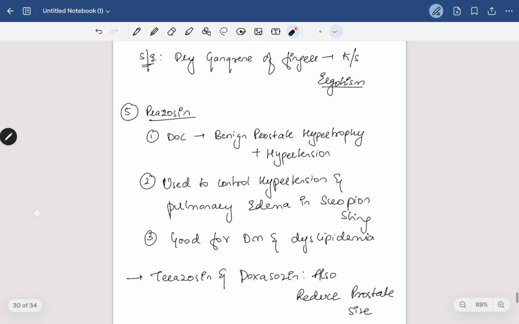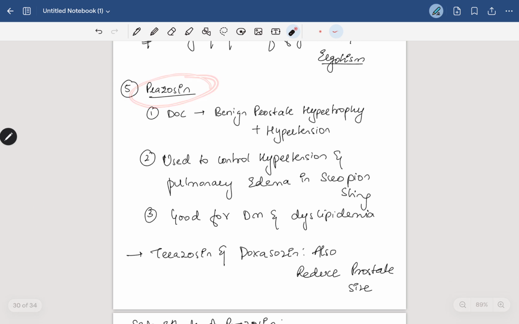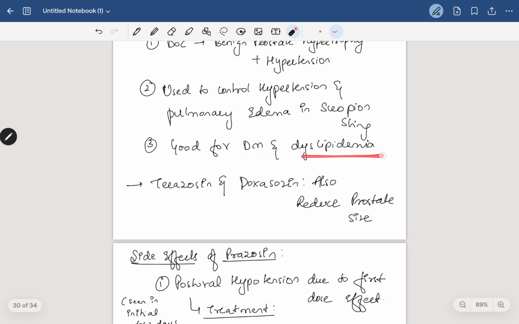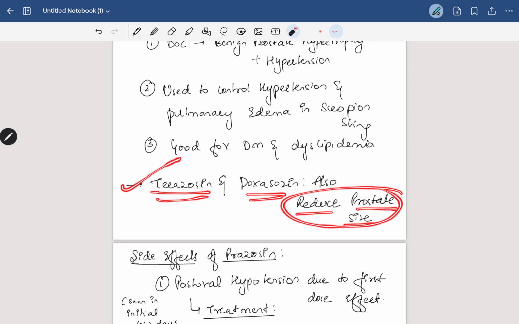The next drug that we have is prazosin. Prazosin, it is a drug of choice in benign prostate hypertrophy with hypertension. If there is a person, he has BPH, that is benign prostate hypertrophy, along with that, if he has hypertension, we give prazosin drug. It is also used to control hypertension and pulmonary edema in case of scorpion sting. Okay. Next, it is also good for diabetes mellitus and dyslipidemia. Terazosin and doxazosin, they also help to reduce the prostate size. So it is good for BPH.